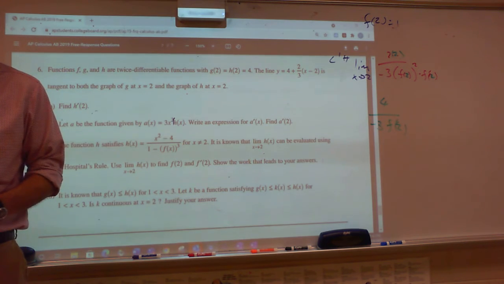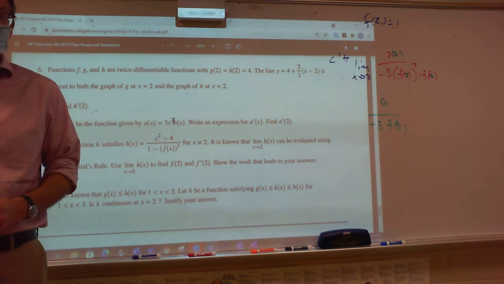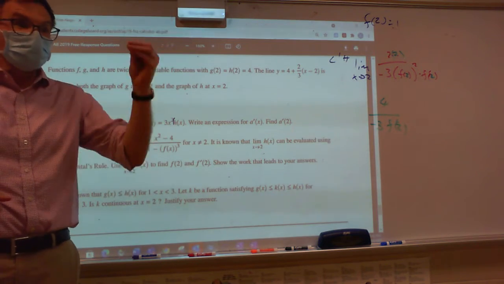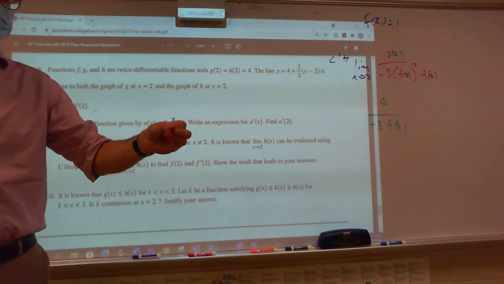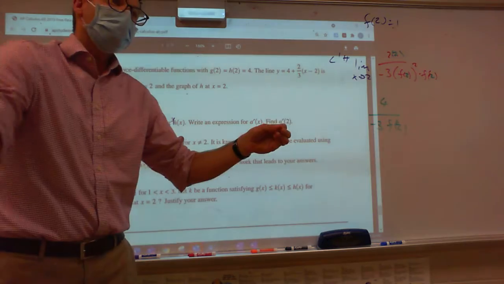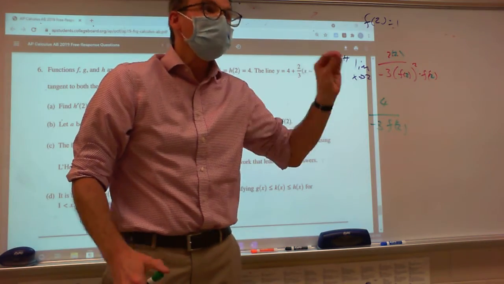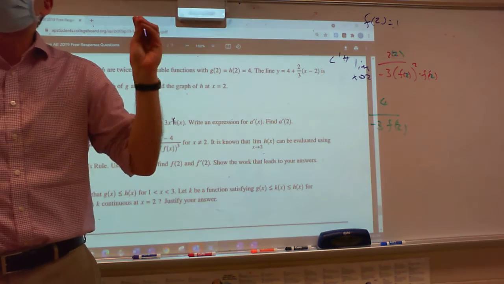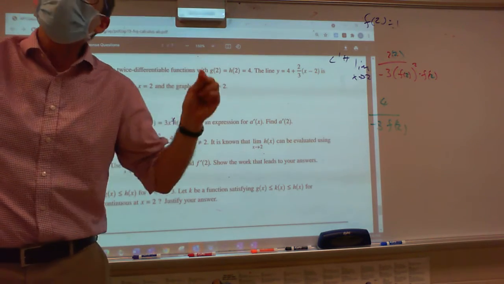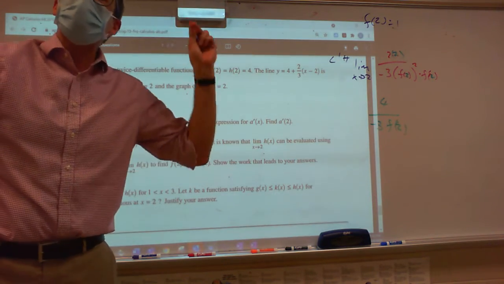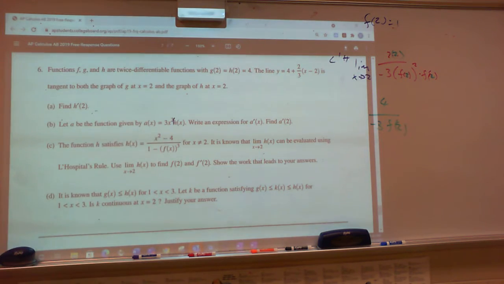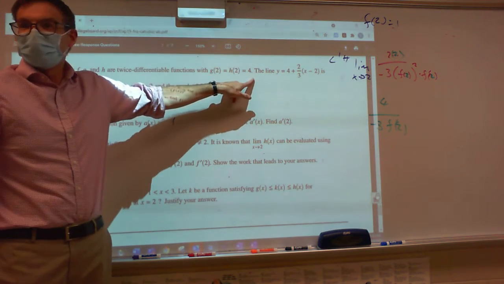Is everybody okay with that? Does that make sense? Every time you've computed a limit, you are looking for a y value. Sometimes x goes to infinity, you're looking for what y value you're getting close to, right? But anytime you're computing a limit, you are looking for a y value. What is the y value of h at x equals 2? 4.